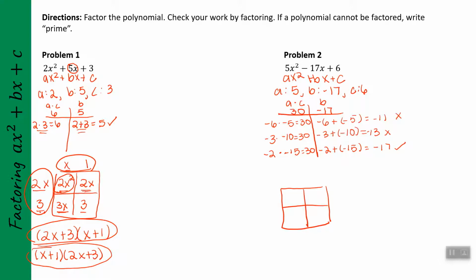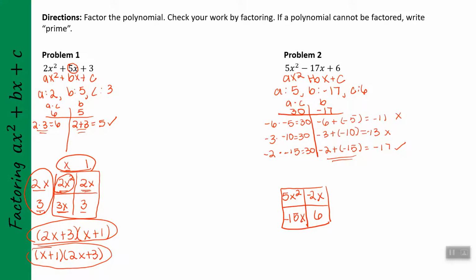Okay, so I'm going to go ahead and do that reverse box. In that first box is always my first term, 5x squared. Last box is always my last term. And then I take this negative 17 and I split it up into my two terms. So I have negative 2x and negative 15x.